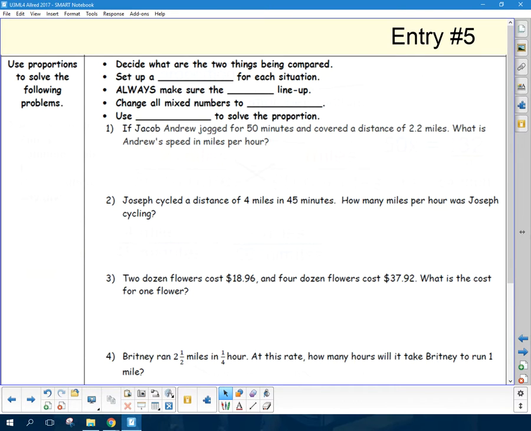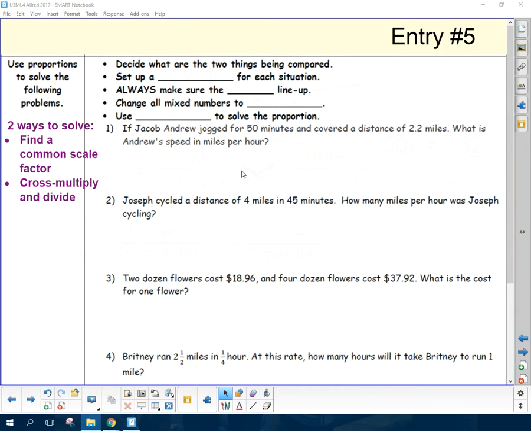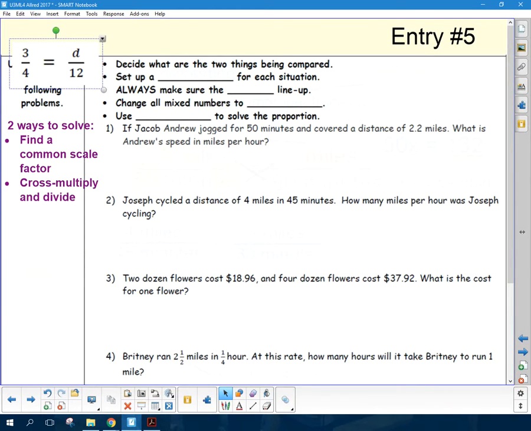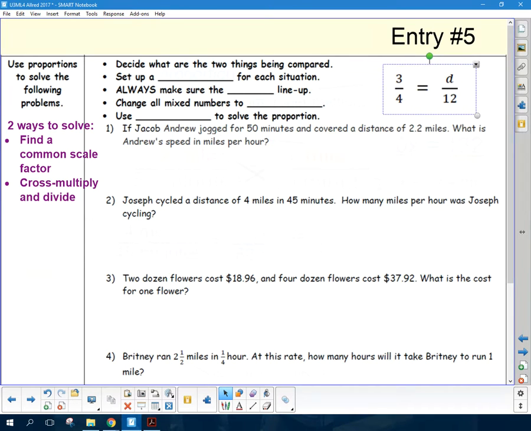Yesterday, we used proportions and we solved them. We said there were 2 ways to solve them: we could find a common scale factor, or we could cross multiply and divide. We looked at problems that look just like this one, and we solved them. We found a common scale factor. We knew 4 went into 12 3 times, and 3 times 3 would have to be D. D would have to be 9 in that proportion that we looked at yesterday.